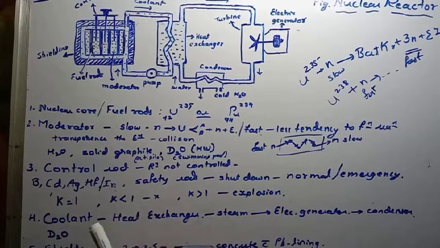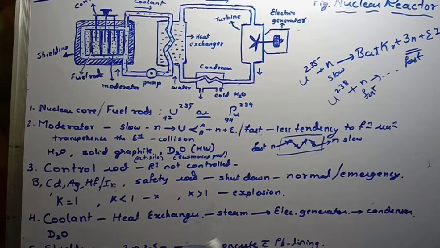Now if K is equal to 1, then the reaction will be in a controlled state. If the K value is greater than 1, it leads to explosion. And K should sometimes be made less than 1 during the shutdown of the reaction, or to stop the reactions under normal or emergency conditions. Control rods or safety rods are inserted to stop the nuclear fission reaction.